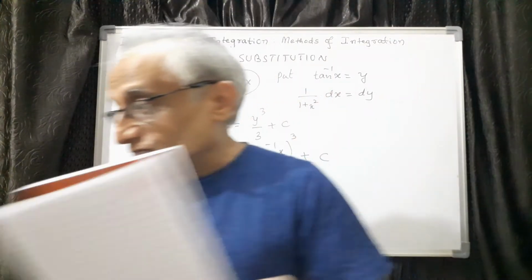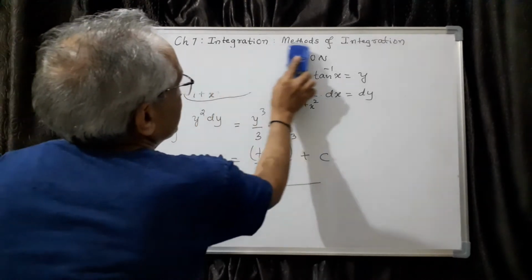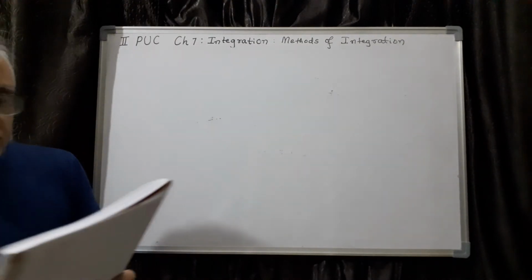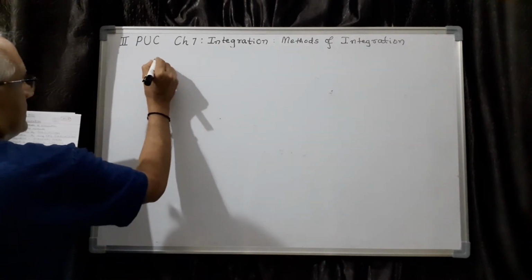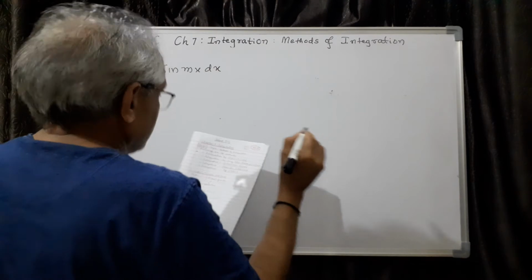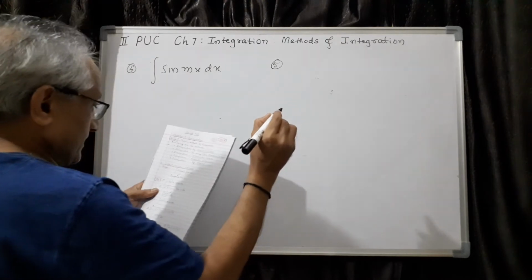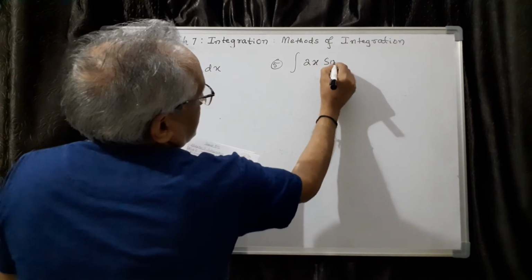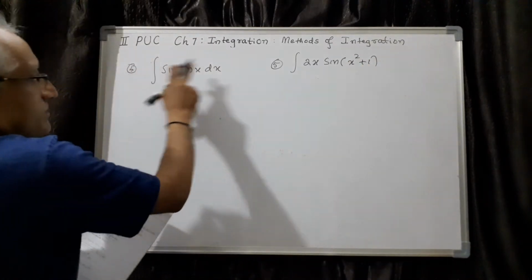Now let us work out a few more questions, a few till we get familiar with this technique. Let me take these questions together. First one is integration sine mx dx. You can take this as the fourth question. And the fifth question is 2x sine of x square plus 1. So these are the fourth question and fifth question.